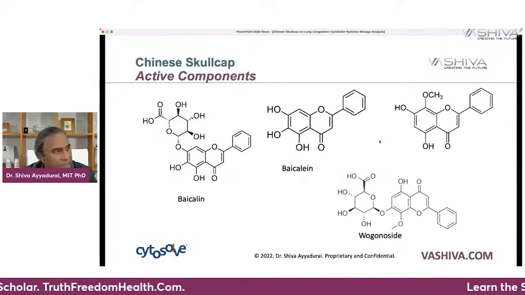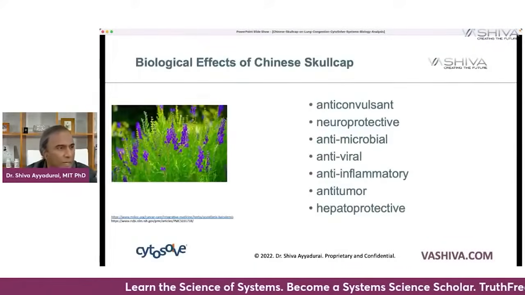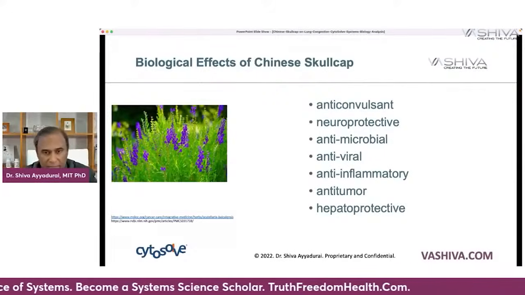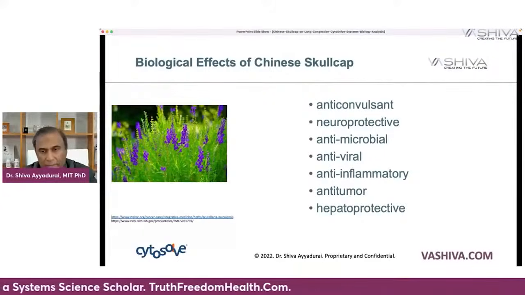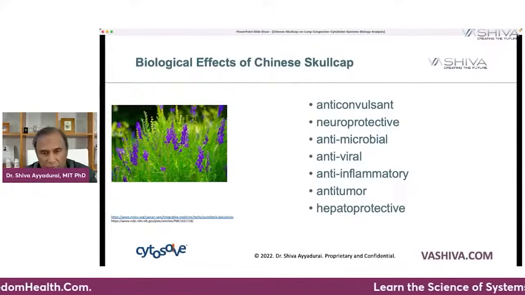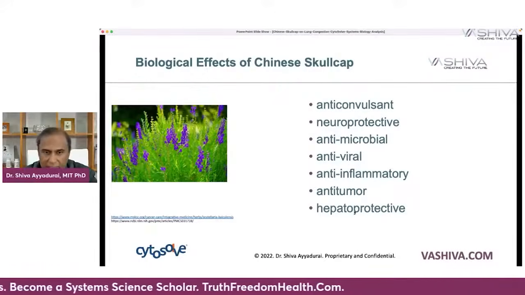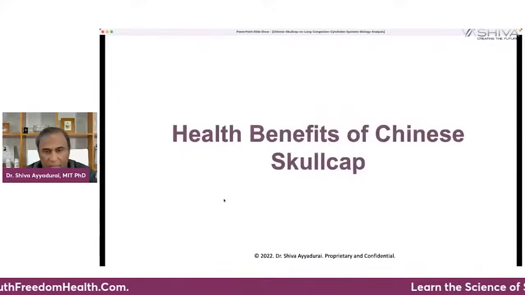But here are the active components of Chinese skullcap. So what are the biological effects of Chinese skullcap? It's an anticonvulsant, right? And that's very, very important where you're trying to stop a cough or stop something in your congestive issues that are going on. It's a neuroprotector. It's antimicrobial, anti-inflammatory, anti-tumor, and hepatoprotective. So you can look at it, it has these 7 different biological effects, but it also has some health benefits too.